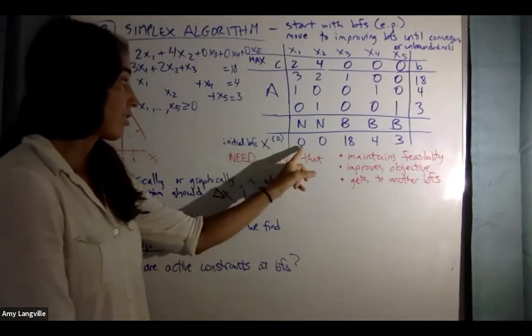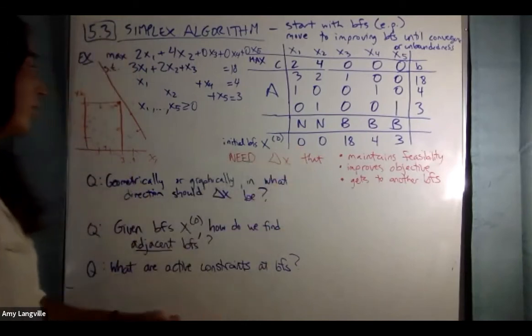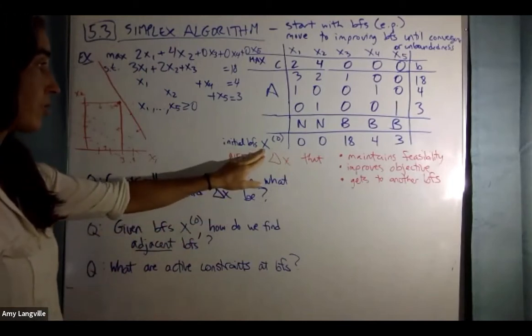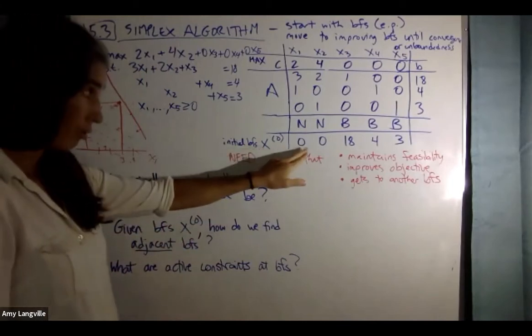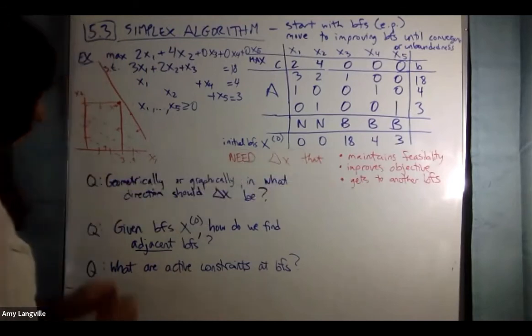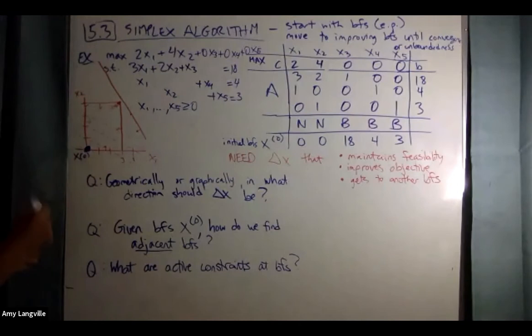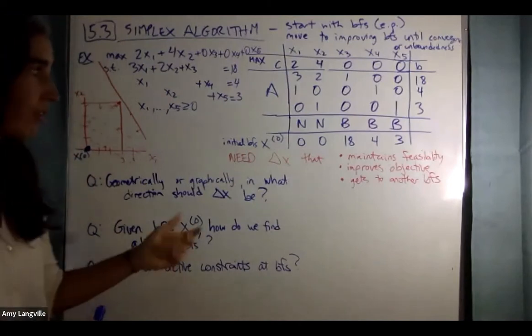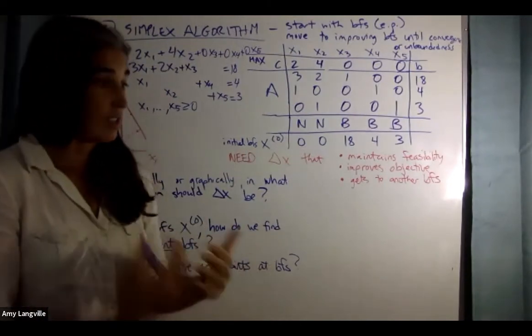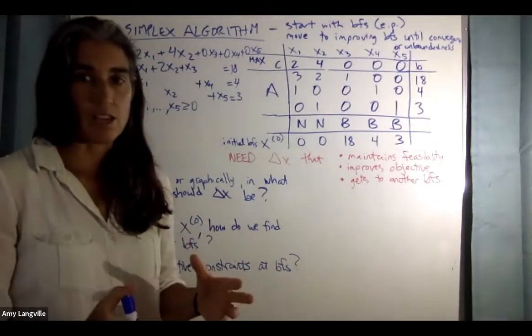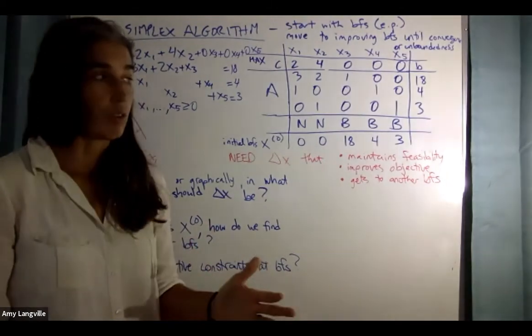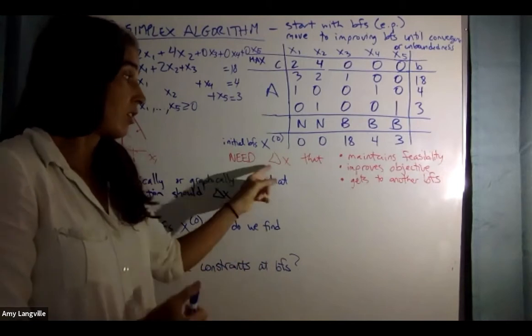Okay, so then let's actually go back to the graph and think about this basic feasible solution that occurred when our original variables were 0, 0. So here is where we are. This is x0. Now the next step in the algorithm, simplex being a special case of that general improving search algorithm, is we need a direction vector.